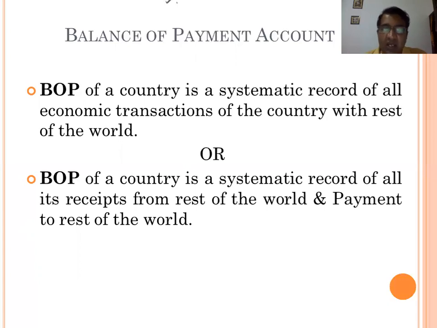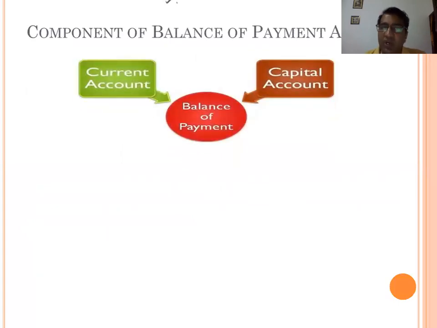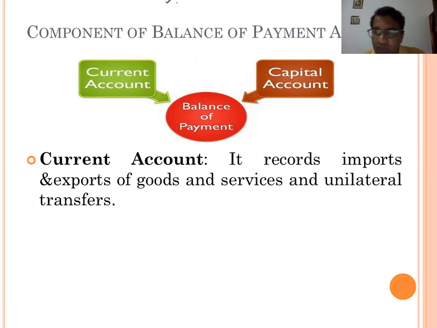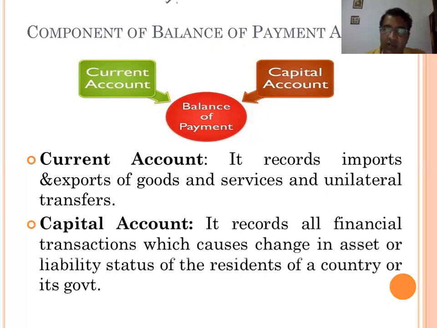Now some components of the balance of payment account, meaning what all transactions there are. The major components are two: current account and capital account. In the current account, we will record all import and export of goods and services and unilateral transfers. Maybe in the current account, we will record all visible items, invisible items, and the unilateral transfers. We will discuss what these are in this concept. Capital account, in which we will record all financial transactions which affect the assets and liabilities of the government or maybe its residents, that affect the assets and liabilities of the country. So that is the capital account.